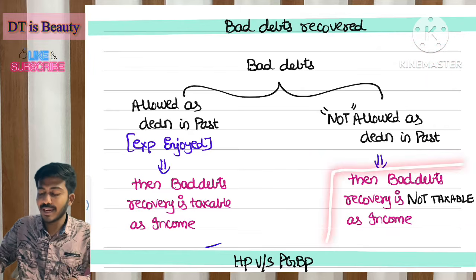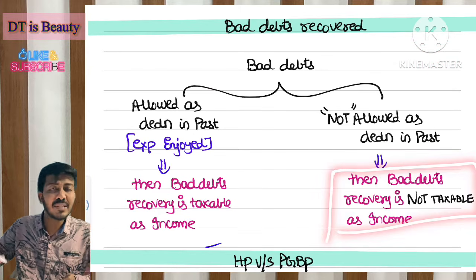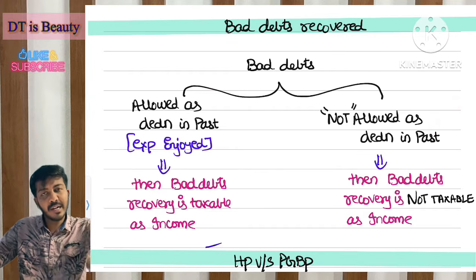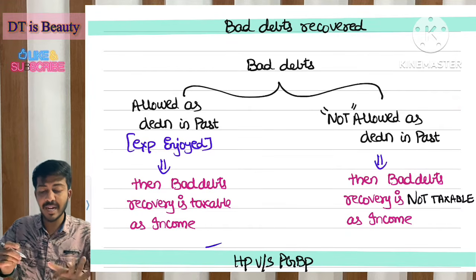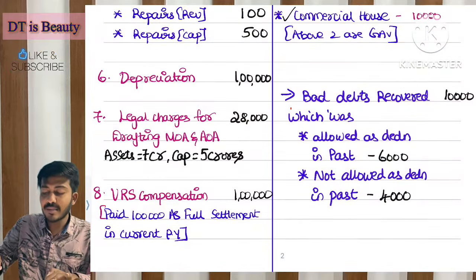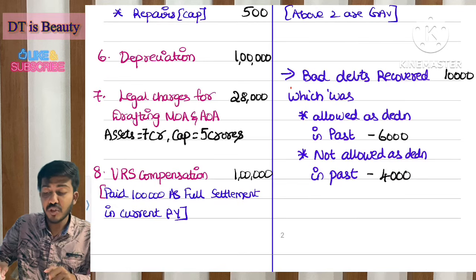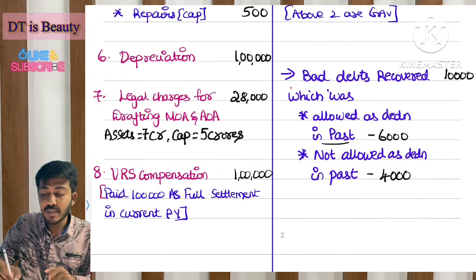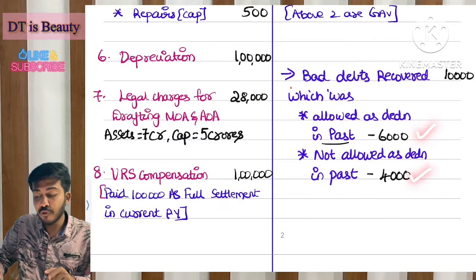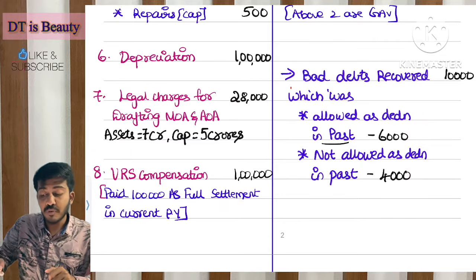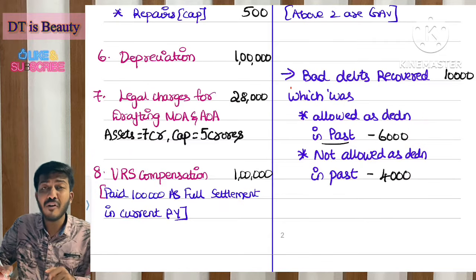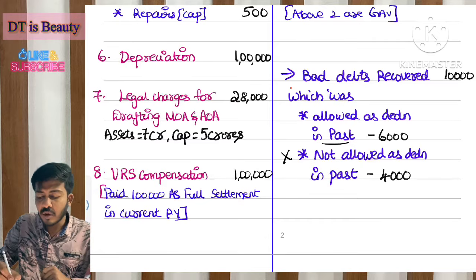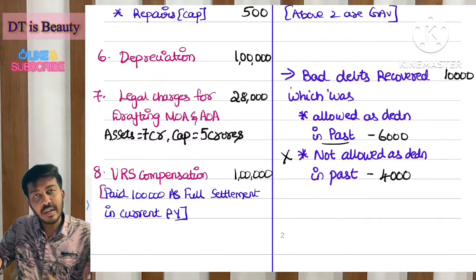So this income which is already taxed will not get taxed again, because it is not allowed as deduction. Therefore it is already taxed in the past. Recovery will never be taxed. Simple. So bad debts recovered 1 lakh rupees which was allowed as deduction in the past. This 10,000 includes 6,000 which is allowed in the past and 4,000 not allowed in the past. Not allowed in the past means you would have already suffered income to this extent.